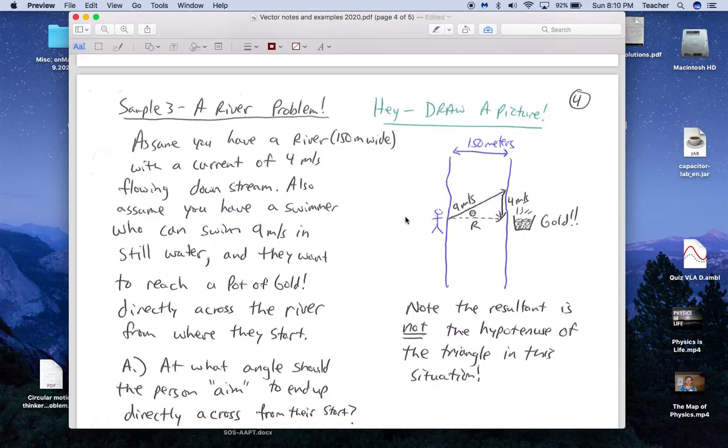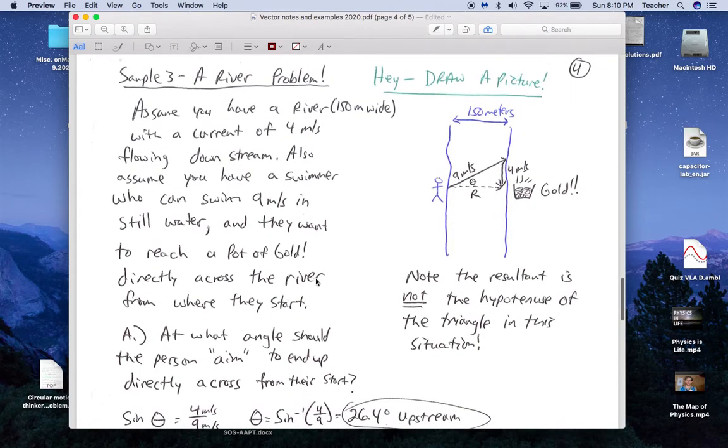So sorry about that. And they want to reach a pot of gold. And that's directly across the river from them. Maybe there's mush down here, swamp downstream and upstream, so they just want to get to the pot of gold.